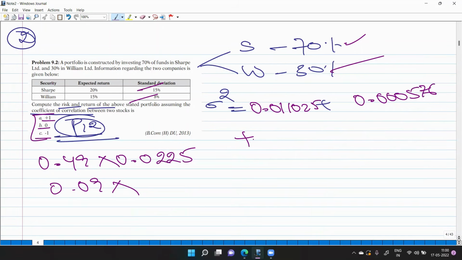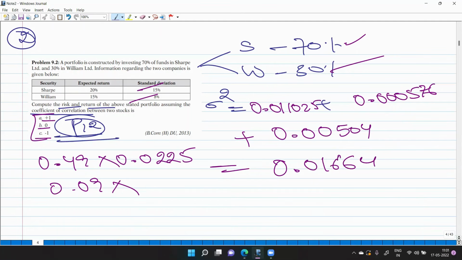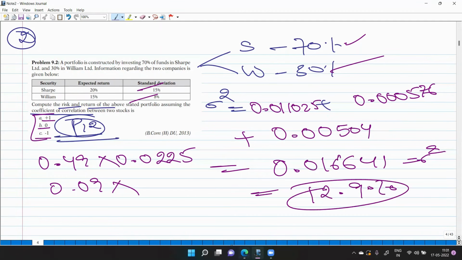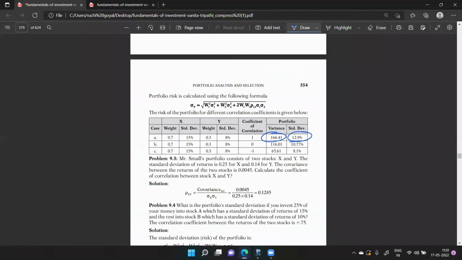Let's try to solve this particular value. 2 into 0.7 into 0.3 into 0.15 into 0.08 into 1. This is coming out to be 0.00504. We will add them. So it is coming out to be 0.016641. But I need to take the square root. It is coming out to be 12.9%. 12.9%. Okay.